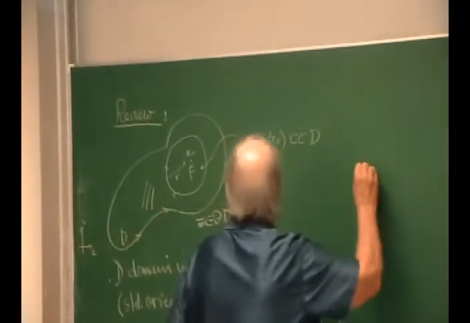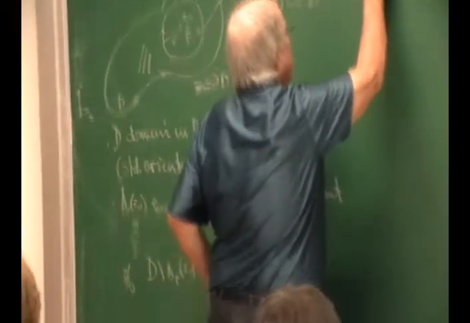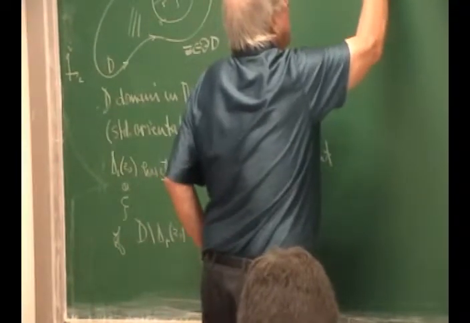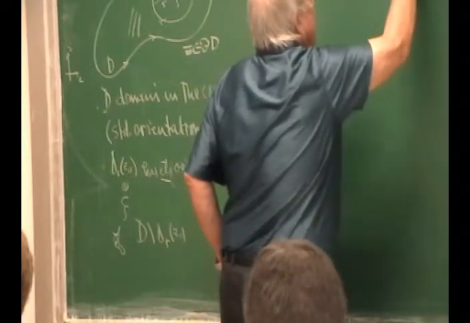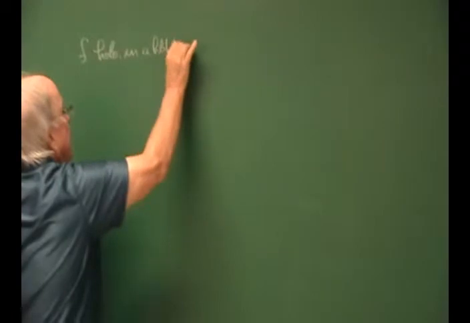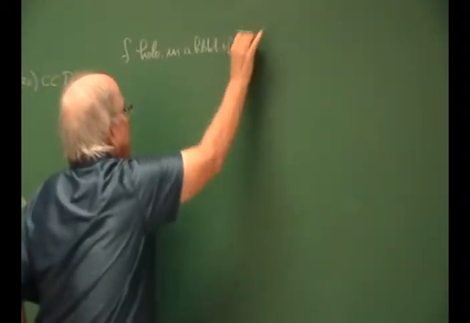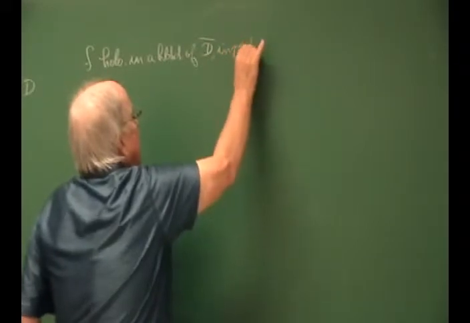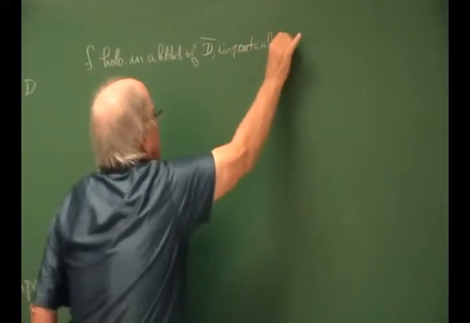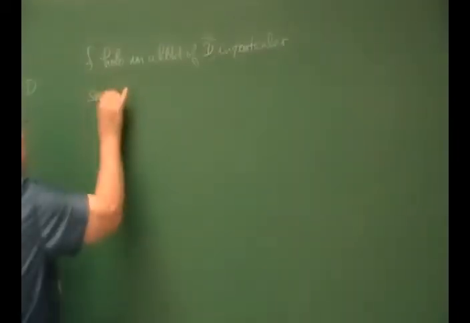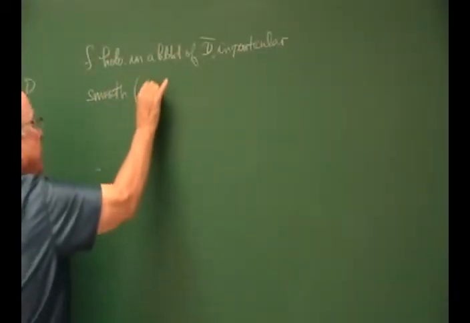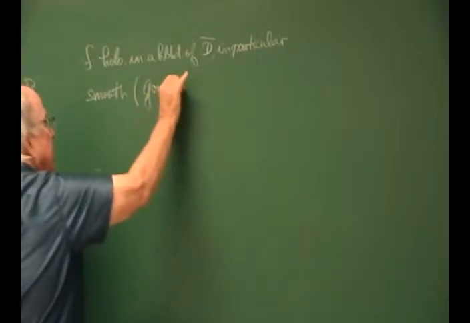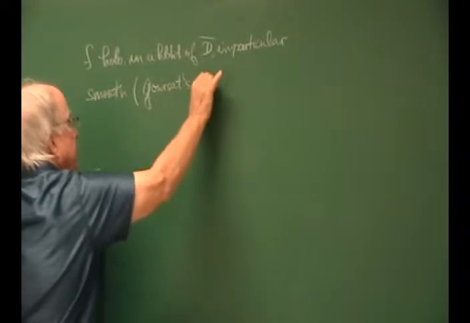And then we consider f holomorphic in a neighborhood of the closure of D, so that it's regular on the boundary. In particular, smooth. We now have used this fact that we proved last time, Goursat's theorem, the proof that it's smooth.